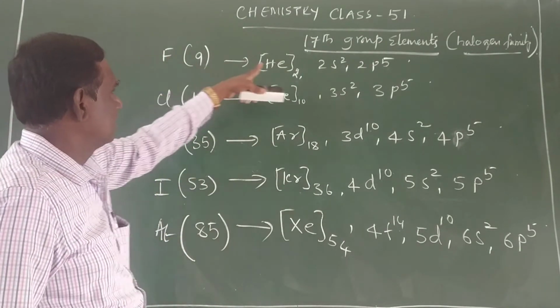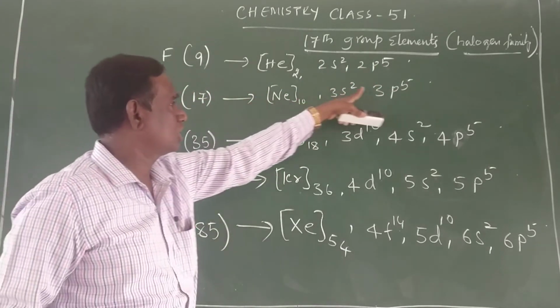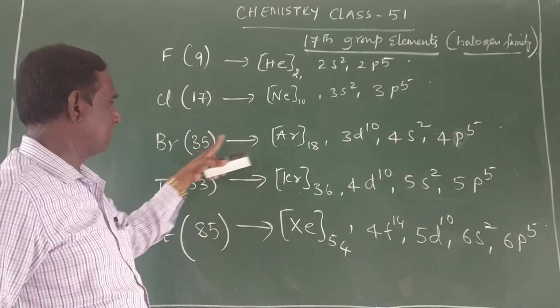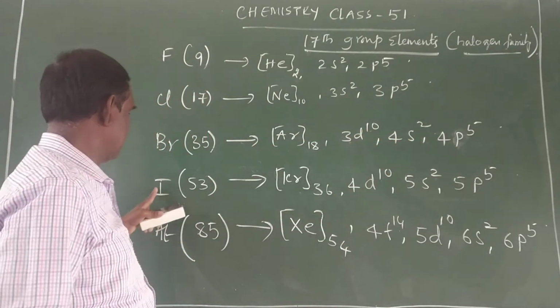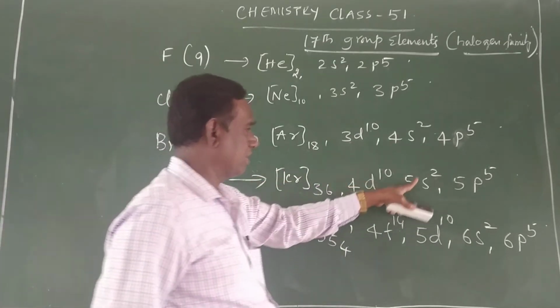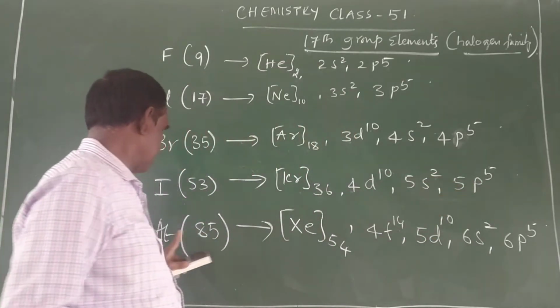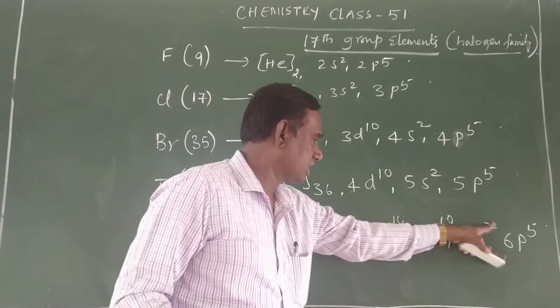So fluorine 9: helium 2s2, 2p5. Chlorine 17: neon 3s2, 3p5. Bromine 35: argon 18, 3d10 4s2, 4p5. Iodine 53: krypton 36, 4d10 5s2, 5p5. Astatine 85: xenon 54, 4f14, 5d10, 6s2, 6p5.